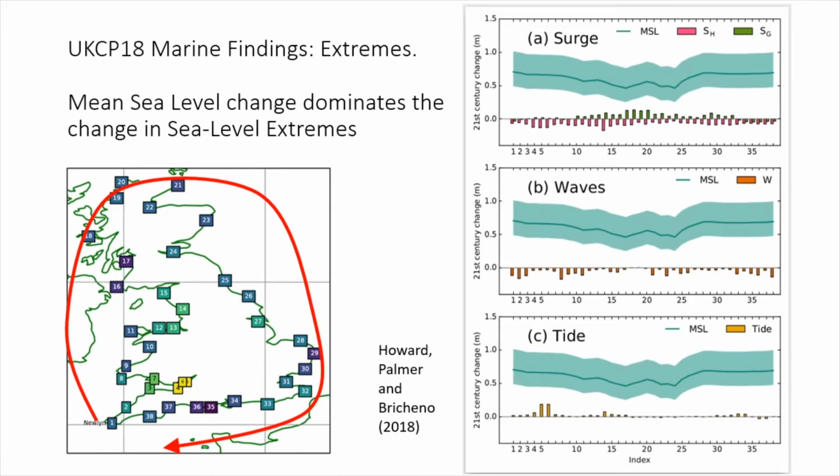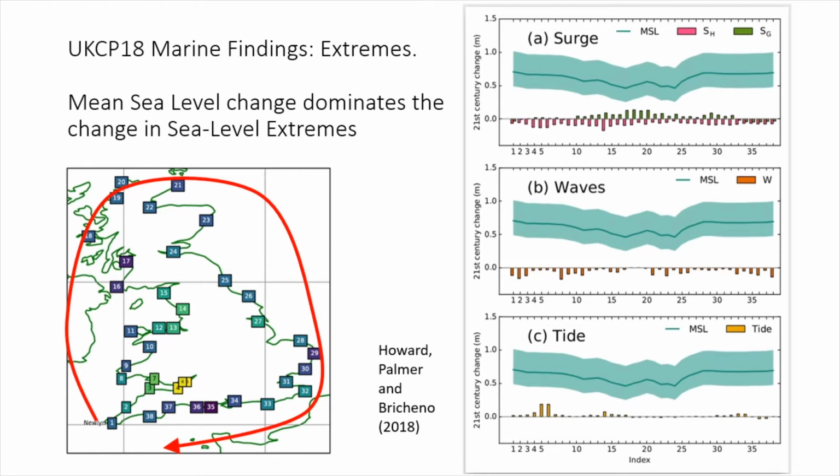In all 3 panels, A, B and C on the right, we have the projected 21st century mean sea level change under RCP 8.5 shown by the green line. And the green shading shows the large uncertainty in the model projections.